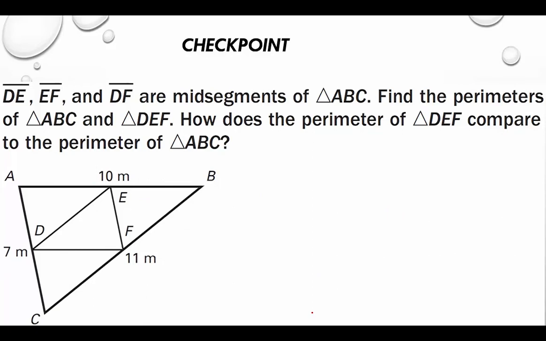Last checkpoint problem. Line segment DE, line segment EF, and line segment DF are midsegments of triangle ABC. Find the perimeters of triangle ABC and triangle DEF. How does the perimeter of triangle DEF compare to the perimeter of triangle ABC? Don't forget to put your answer in the Google Doc.